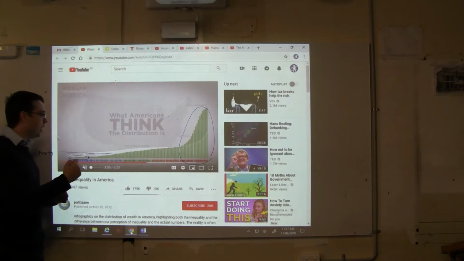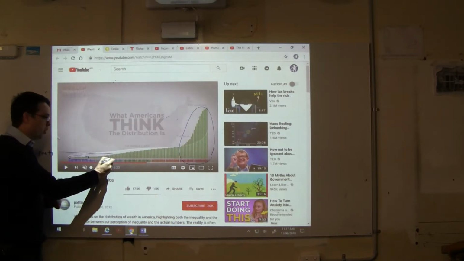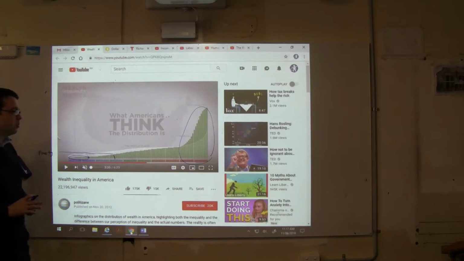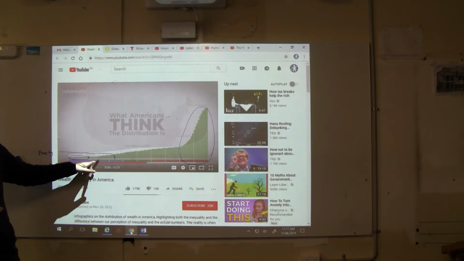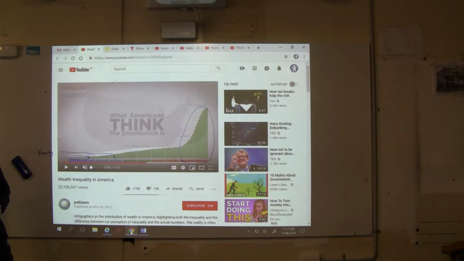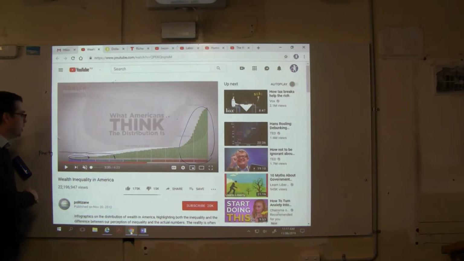Now, if you have a look here, these people are below the poverty line. What number of people is below the poverty line based on what people think? It's more than a quarter. It's somewhere about 30% is what most people think is the case.